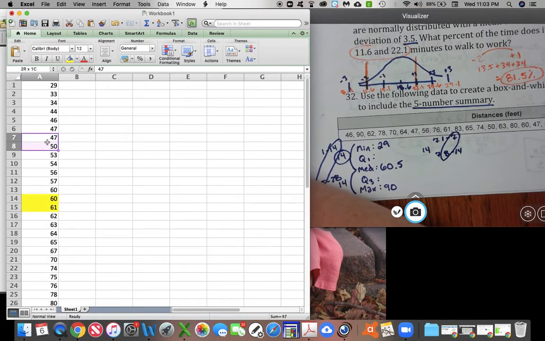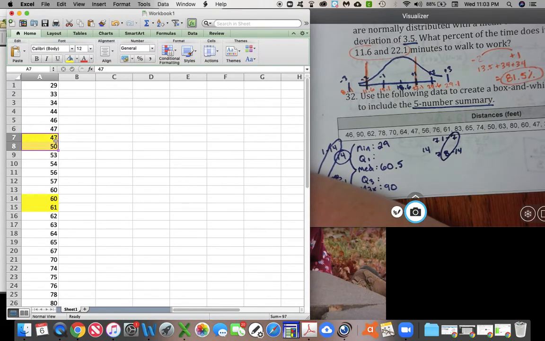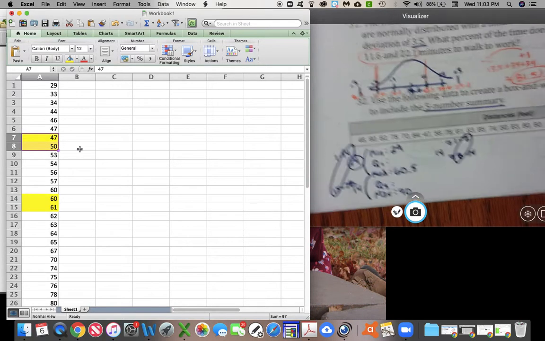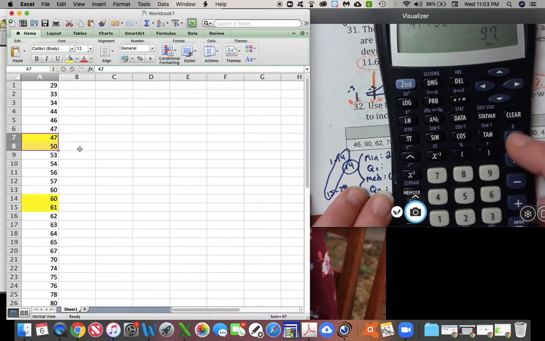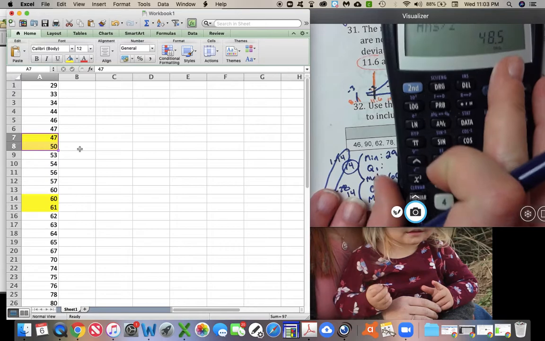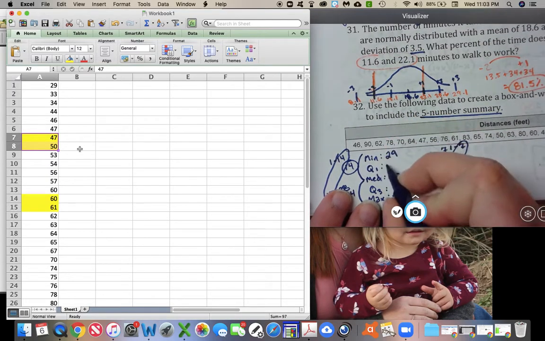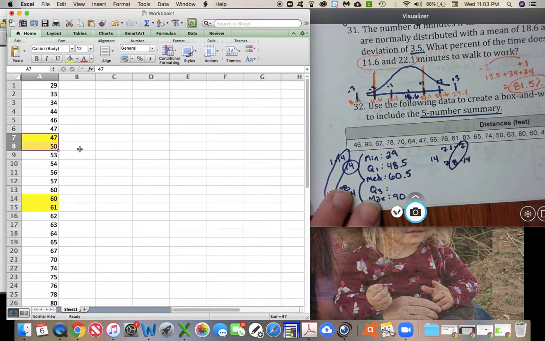So 7th and the 8th number are going to be these two, and if I find the average of those two, 47 and 50, I'm going to go ahead and add those together. 47 plus 50, and I divide that by 2. That's going to be 48.5. It's going to be my first quarter number, 48.5, okay?